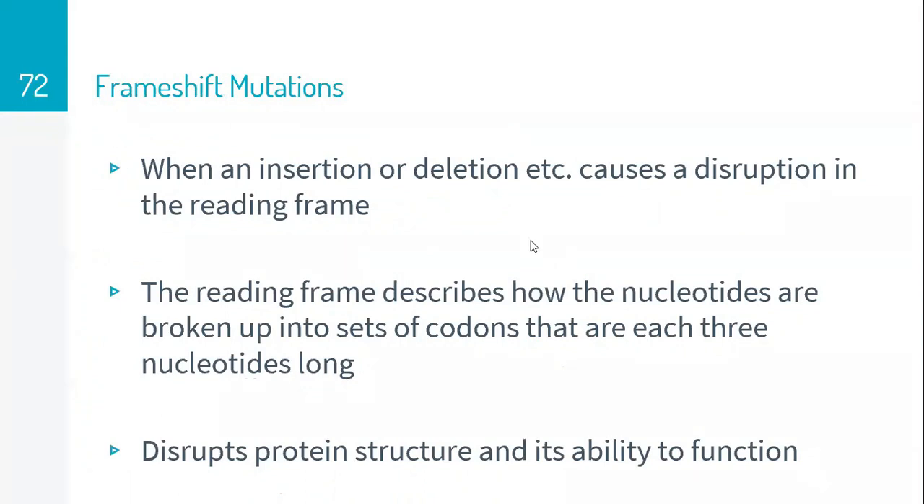Frameshift mutations. These are like insertion or deletion, and it causes a disruption of the reading frame. So what you will have, guys, is that the normal DNA that would have been coded would have been deleted. What would have been coding for a particular amino acid is now either not there anymore, or you insert something else. So you're not going to have the correct protein in the first place.